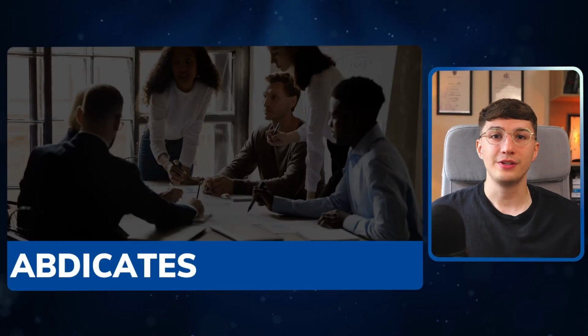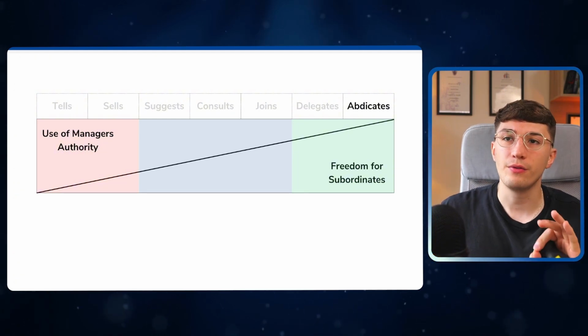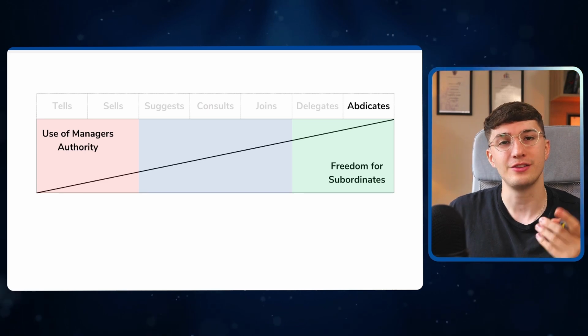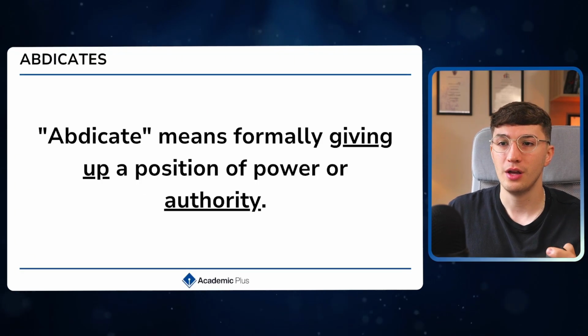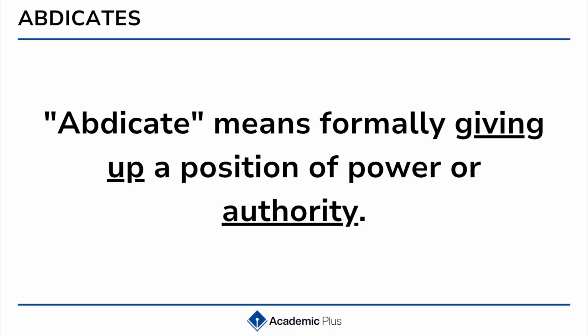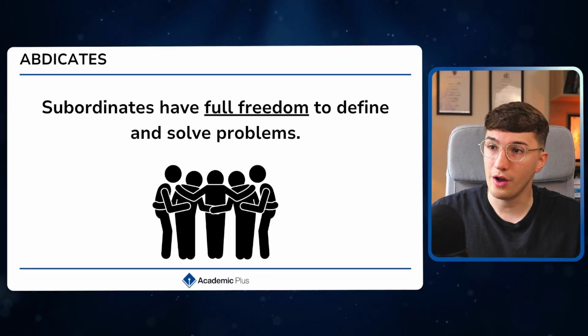And our final section of the Tannenbaum Schmidt Continuum is Abdicates. Now, Abdicates is all the way onto the right side. This is the highest level of freedom for subordinates, and it's a completely extreme case of a democratic approach. Now, the term abdicate actually means formally giving up a position of power or authority. And this is when the subordinates will have full freedom to define what the problems are and solve the problems for themselves.